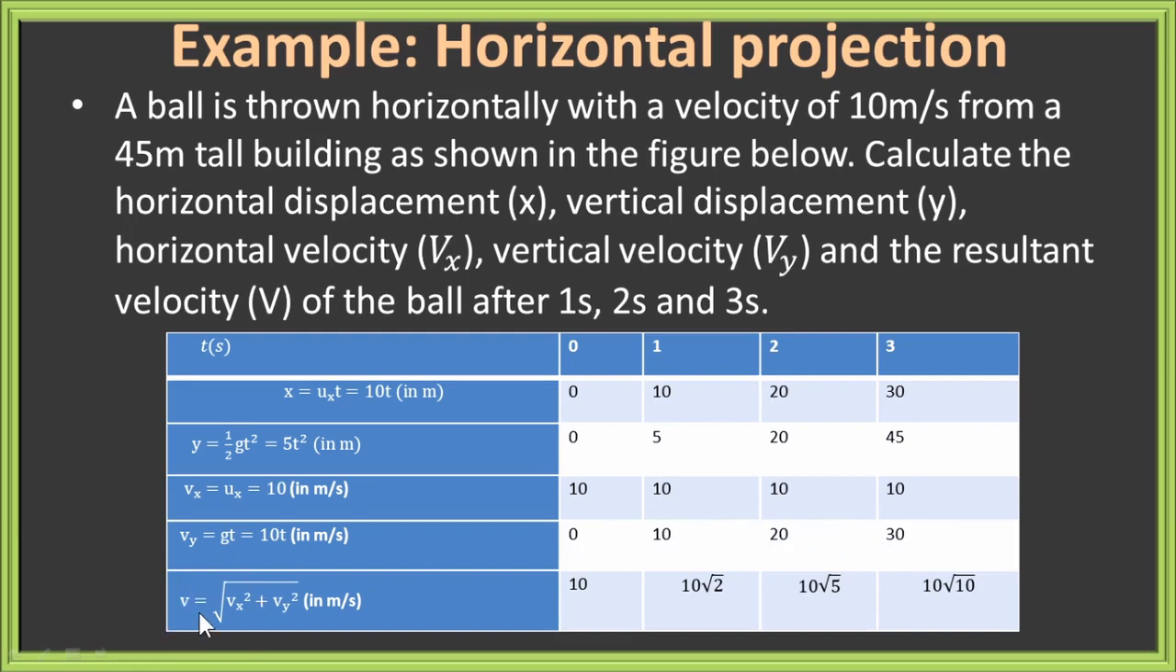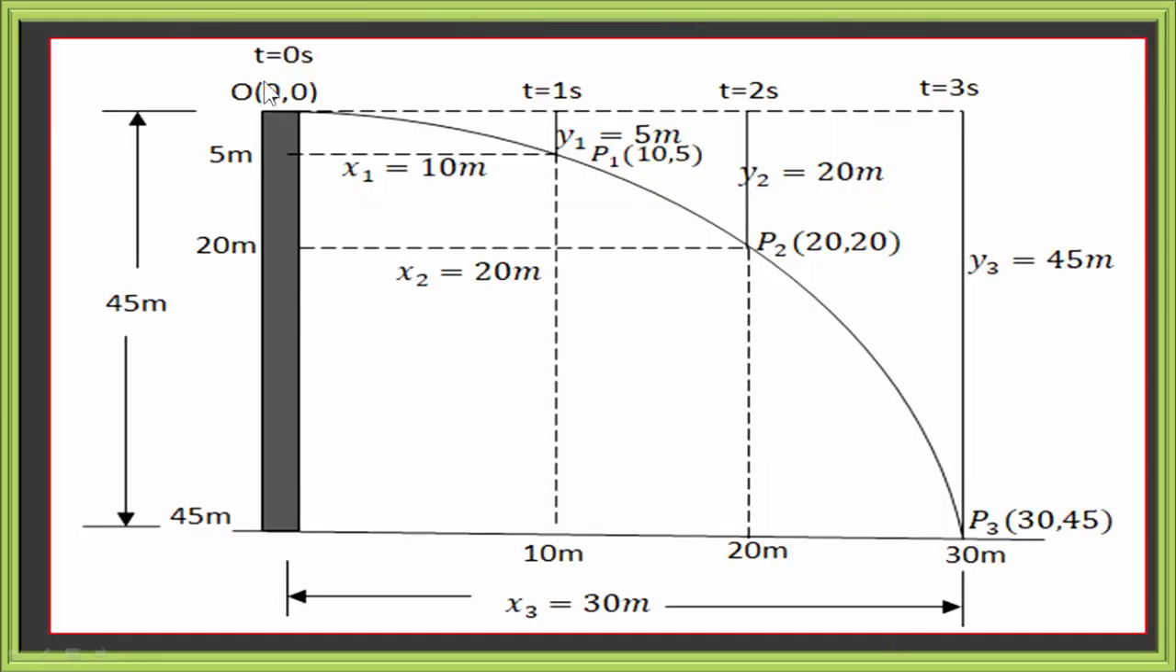The resultant velocity is the square root of x squared plus y squared, with Pythagoras theorem. It is 10 squared, 100, plus 0 squared, 0. 100 when taken out of the square root becomes 10. 10 squared 100 plus 10 squared 100. The sum of the two is 200. When 200 is taken out of the square root, it is 10 radical 2, and so on. These are the values.